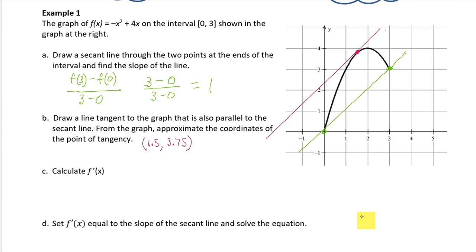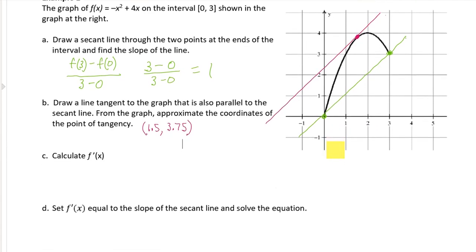Okay, so I've got two lines on my graph. They're supposedly parallel to each other. Okay, and then part C says, okay, now we're going to calculate f prime of x. So that's the next thing I'm going to do. I'm going to calculate my derivative f prime of x. That's going to be equal to, and I'm going back to the original function f of x here, negative 2x plus 4.